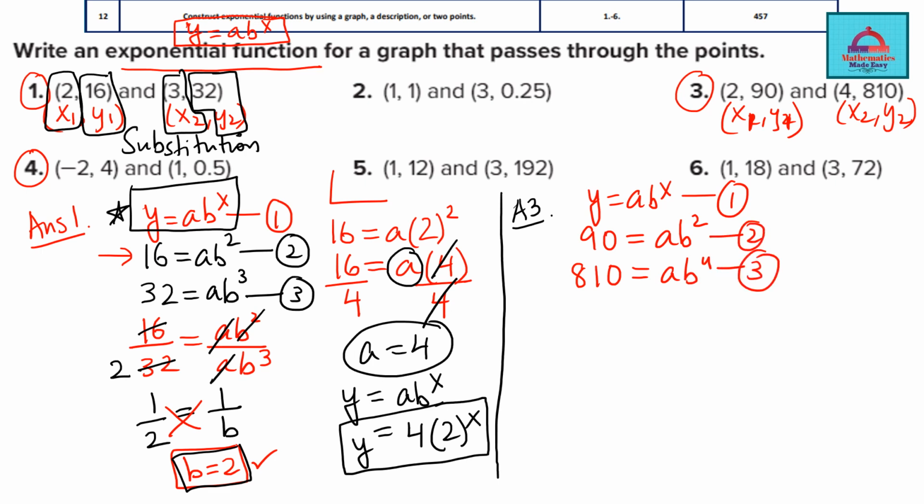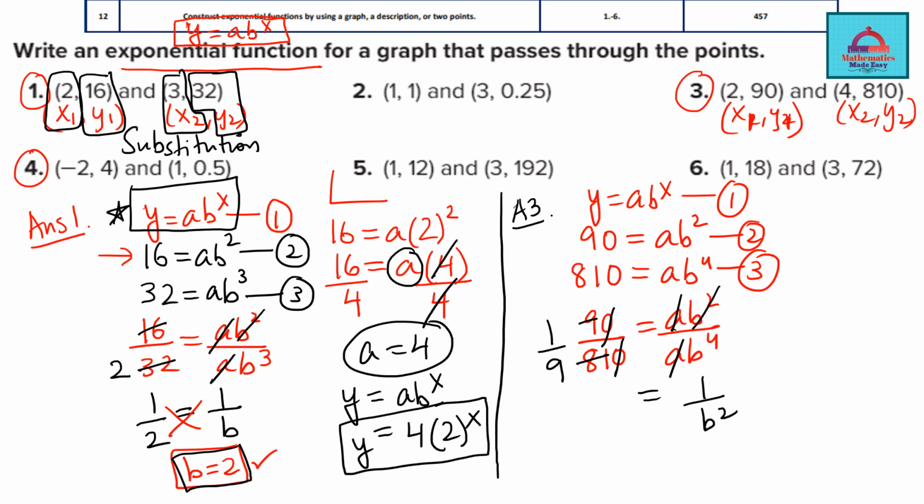Again, I divide them. So 90 divided by 810 is going to be ab square divided by ab to the power 4. Now observe how I'm cancelling without a calculator. 9 nines are 81. So 1 by 9 is what you get here. a cancels. b square goes with b square. You are left with 1 over b square and 1 by 9 here. So I can always use cross multiplication. So b square is 9, so b is going to be 3.